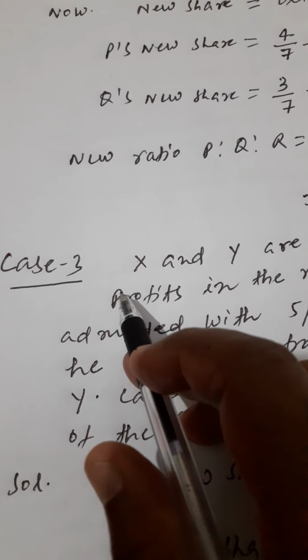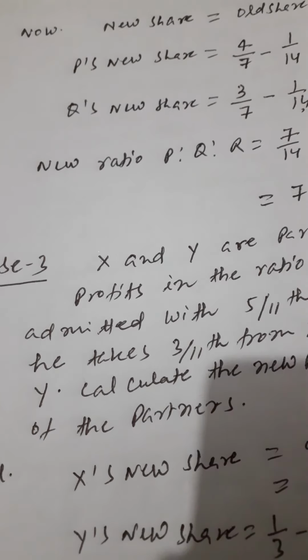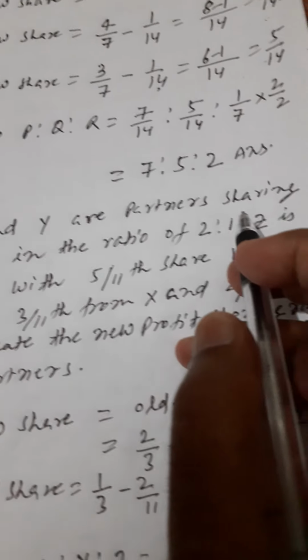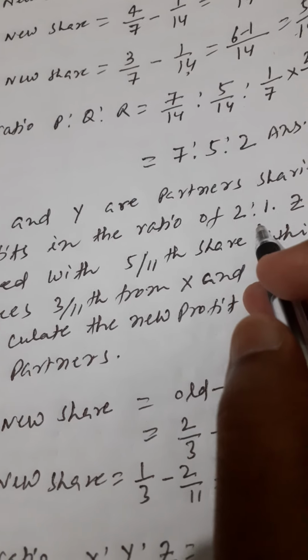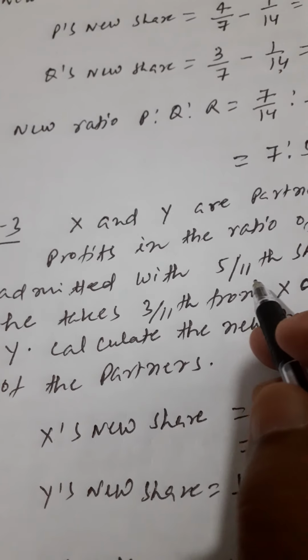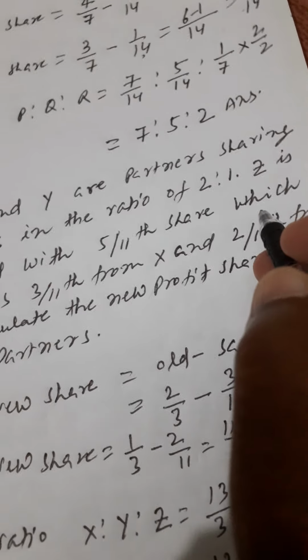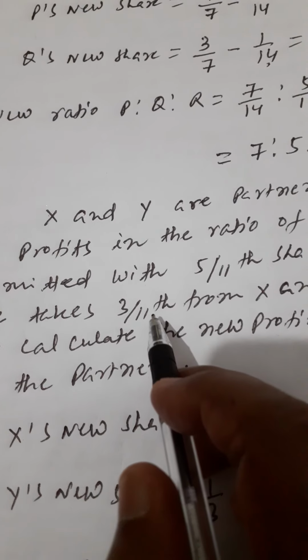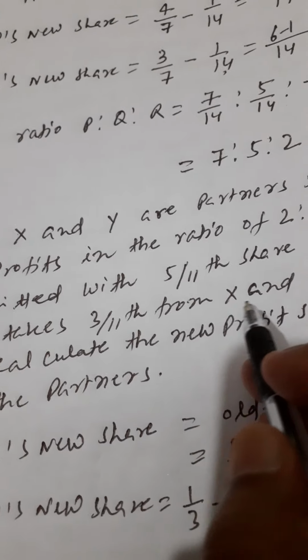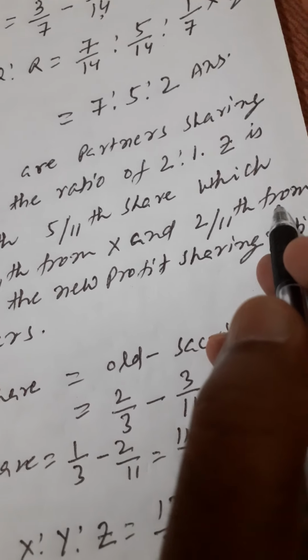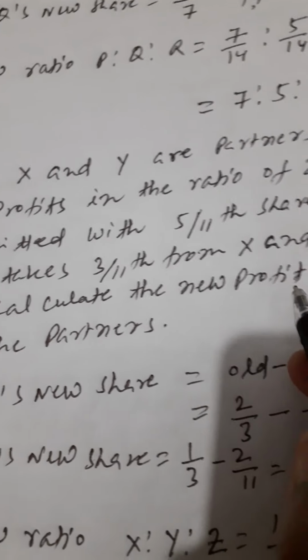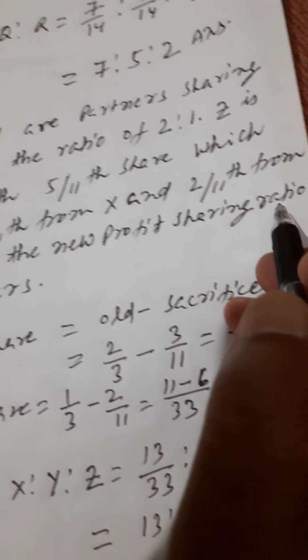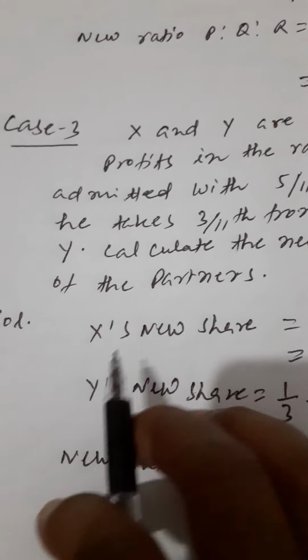Now the third case is, suppose X and Y are partners sharing profits in the ratio of 2:1. Z is admitted with 5/11 share, which he takes 3/11 from X and 2/11 from Y. Calculate the new profit sharing ratio of the partners.